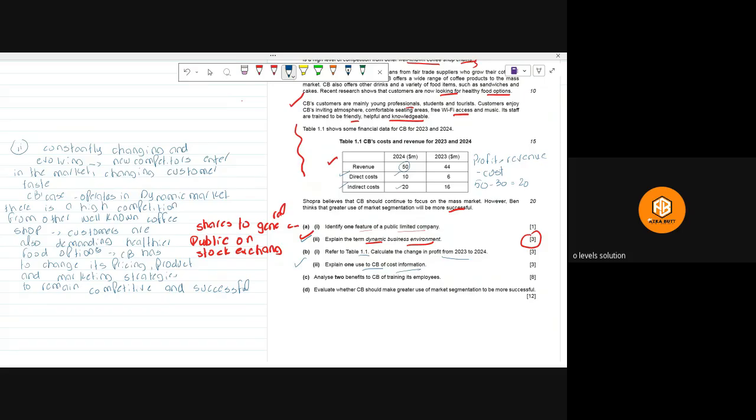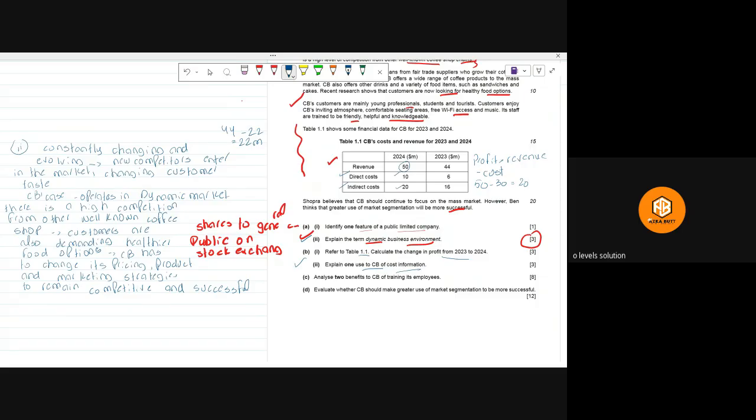And in 2023, the revenue is 44, and the costs are 16 and 6, so this will become 22. It is 44 basically your revenue, and minus 22. So it means that this is 22 million profit in 2023 and 20 million profit in 2024.